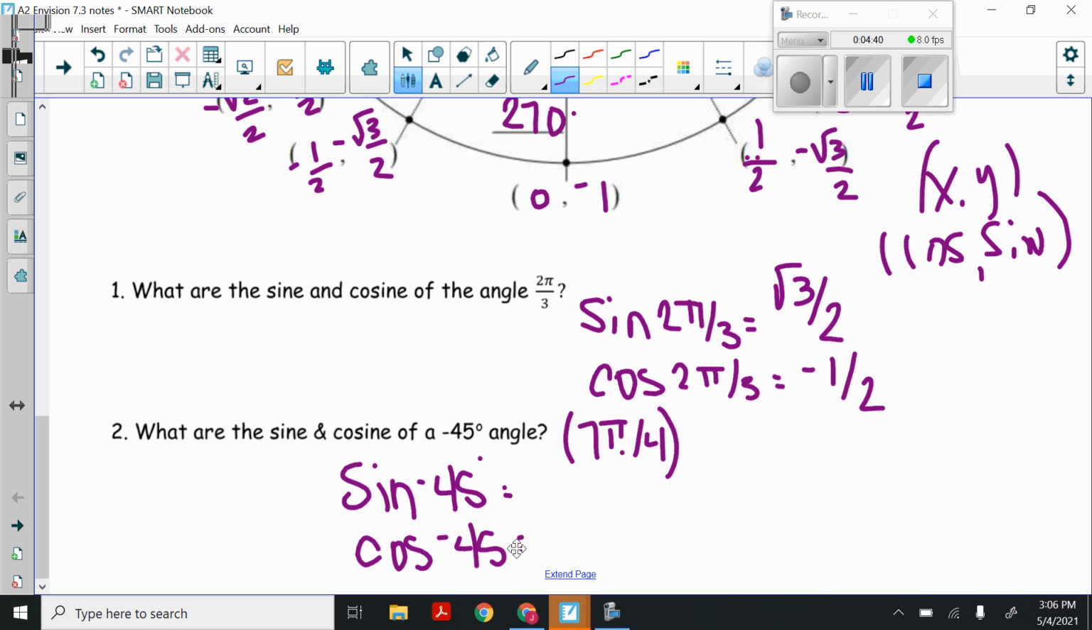I look at my x's and my y's. My x value is the square root of 2 over 2. So the cosine of negative 45 is the square root of 2 over 2. The sine, the y value, is negative square root of 2 over 2.